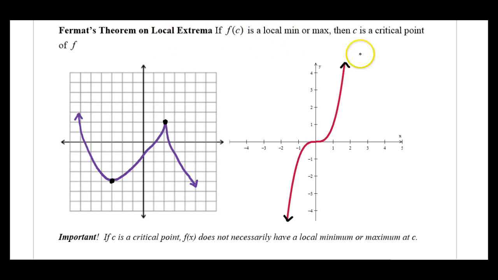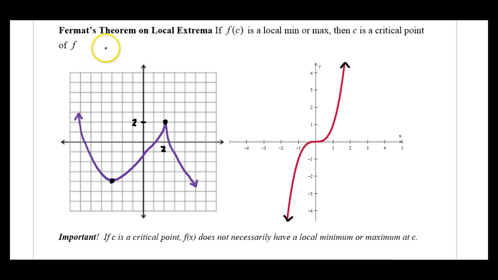Then Fermat's theorem says that c is a critical point of f. So f of c is the y value. So the y value at this coordinate point here is 2. But what this theorem is telling us is that, because 2 is a local max, then the number it came from, which happens to also be 2, is a critical point of f. So if we know that there is a y value that's a local min or max, then the x value it came from is a critical point of f.